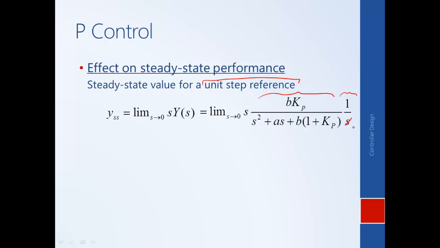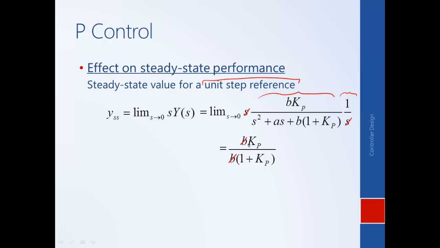The s from the input cancels the s from the final value theorem. Then this quantity has poles all in the left half plane because the coefficients of the denominator are all the same sign. This function is also defined at s equals 0, so we can solve the limit by simply subbing in s equals 0. We sub in 0 for s, that goes to 0, this goes to 0, and we're left with b times kp in the numerator and b times the quantity 1 plus kp in the denominator.